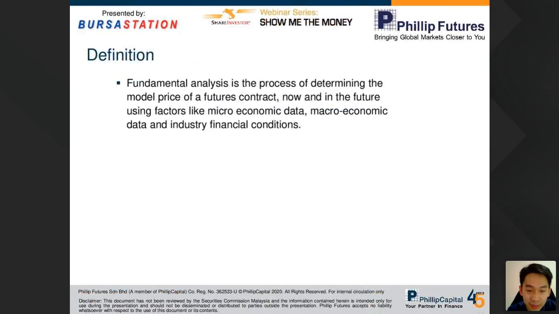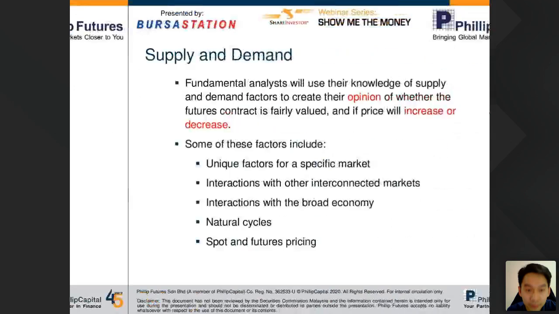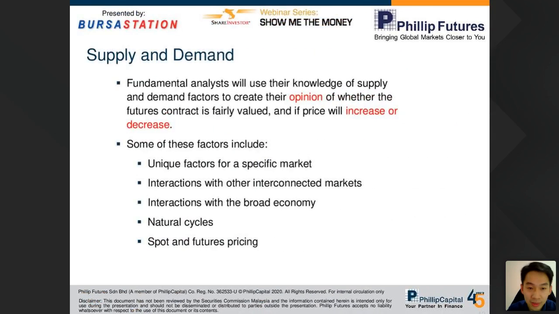Okay, this is a simple definition of fundamental analysis in futures trading. It mainly uses the micro and macro economy data to provide an opinion whether the price will go up or down. The main use of fundamental analysis will be to predict the supply and demand level of the futures trading, because futures trading is mainly derivatives on the underlying asset. So a trader or investor's job will be to forecast the supply and demand of the underlying asset, whether it will go up in the future or will go down in the future.